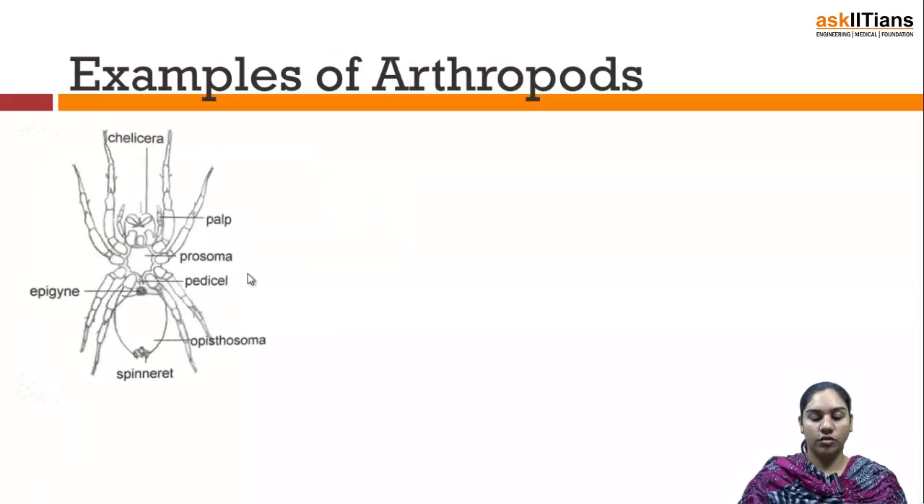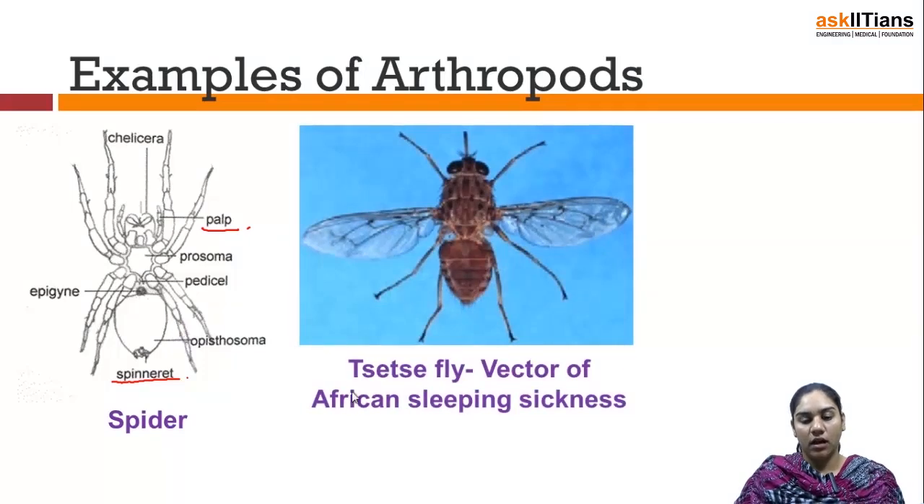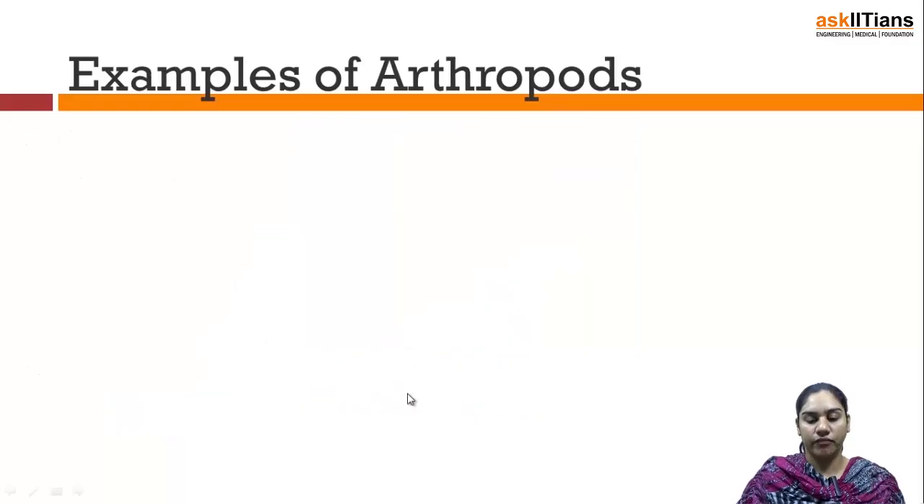The examples of the Arthropoda include the spider. You can see the segmented body of the spider, in which there are locomotory organs, which are 8 in number, and there is a palp which is sensory in nature. At the end of the body of the spider, you can see a spinneret which helps in spinning the web. This is the tsetse fly, and it is a vector of African sleeping sickness.